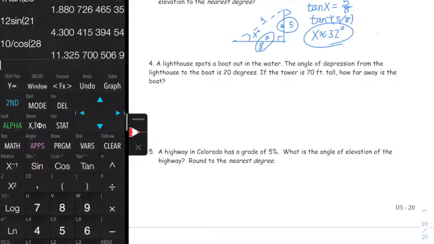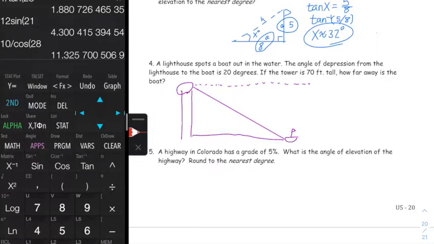All right, next one we have here is one with an angle of depression. You have a lighthouse, and it spots a boat out in the water. You could draw yourself a little lighthouse, whatever. I'm not a good artist. Angle of depression, it spots a boat somewhere out here, and it's an angle of depression of about 20 degrees. The way angle of depression works is you go straight out from the horizontal, and then it's how many degrees downward. So we'll draw something like that right there.